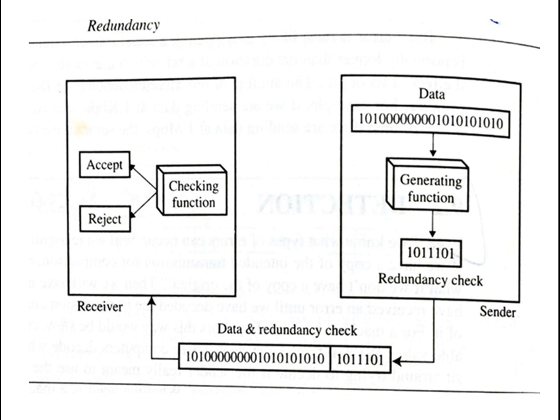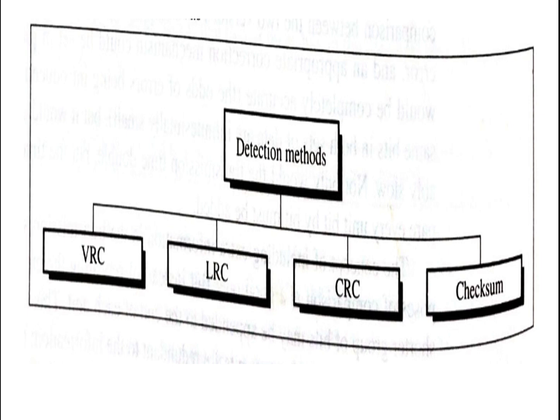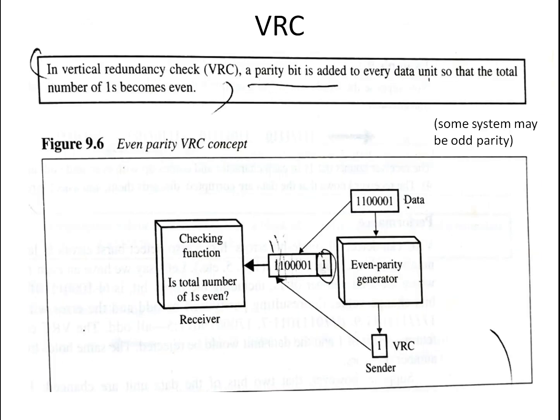For example, the data goes through a redundancy generation function, which adds additional data. Sending to the receiver side, if the original data is verified it is accepted, otherwise rejected. That is the redundancy concept. For redundancy checking in data communication, we have vertical redundancy check, also called parity check, longitudinal redundancy check (LRC), cyclic redundancy check (CRC), and checksum. The first three, VRC, LRC and CRC, are normally implemented in the physical layer or the data link layer. The fourth, checksum, is used by the upper layers.